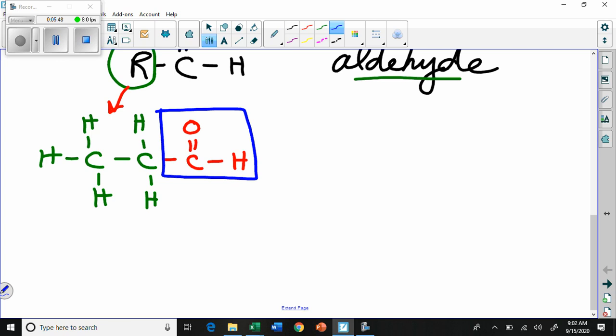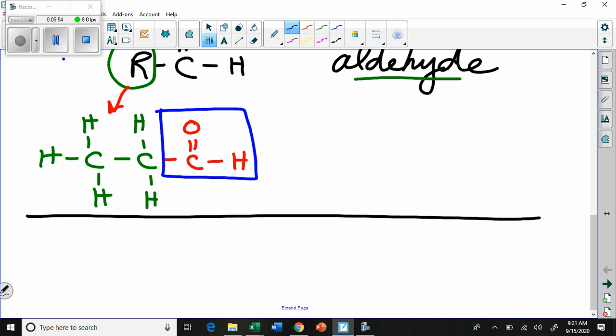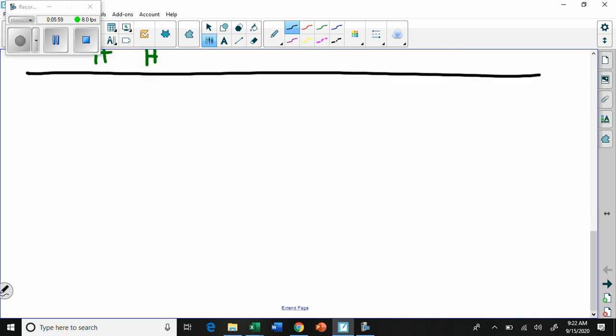Okay, so I'm going to pause this stuff. Okay, let's draw a line under here, and let's look at some other options. If we have a typical molecule, let's draw a couple carbons in here. And let's put an OH on the end.